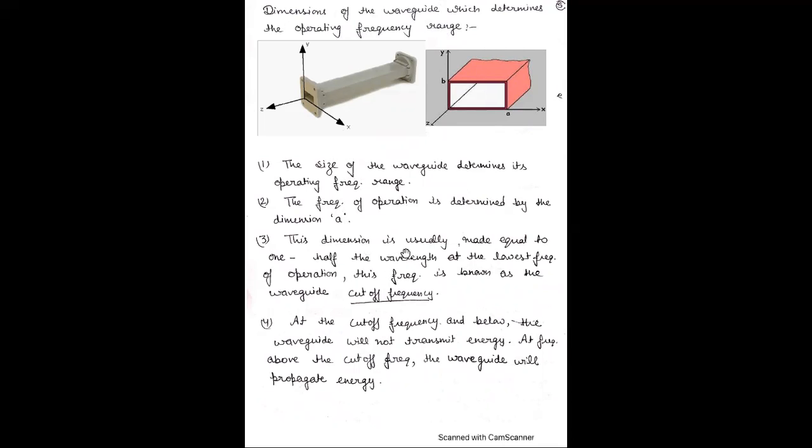This dimension is usually made equal to 1/2 the wavelength at the lowest frequency of operation. This frequency is known as the waveguide cutoff frequency. At the cutoff frequency and below, the waveguide will not transmit energy. At frequencies above the cutoff frequency, the waveguide will propagate energy.